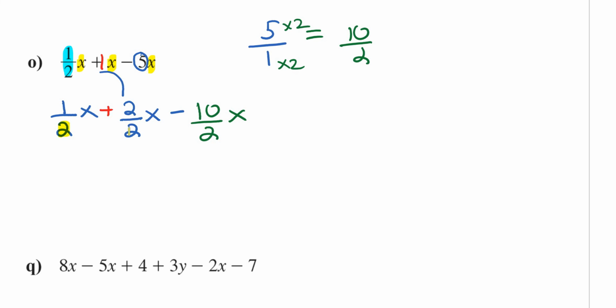Now you'll notice that all the denominators are the same, and now we can just combine the numerators. So 1 plus 2 is 3, and 3 minus 10 is going to be -7. So -7 over 2x. That's my final answer for letter O.